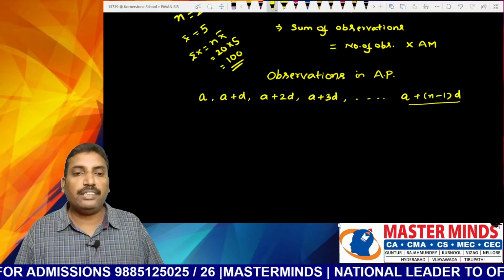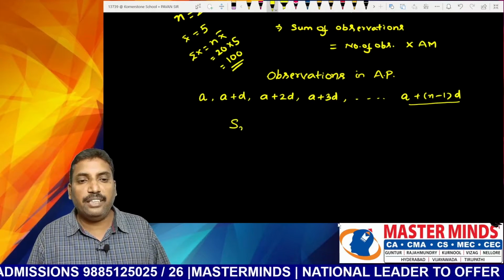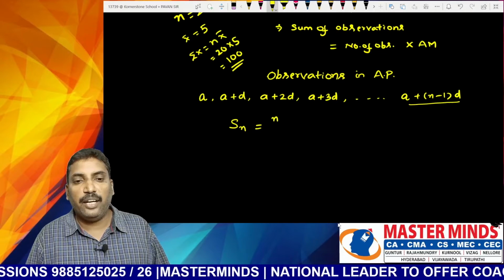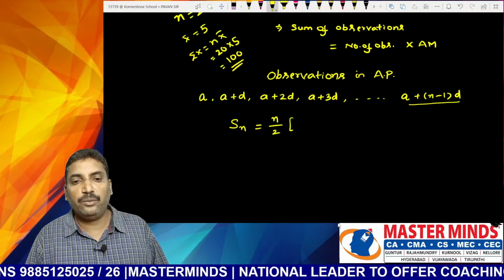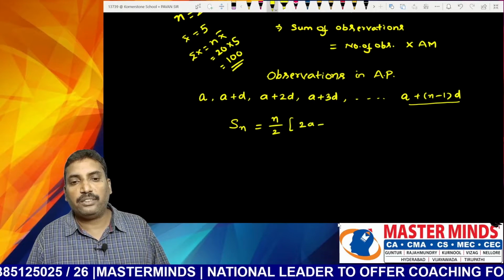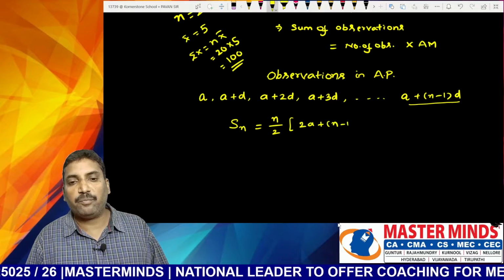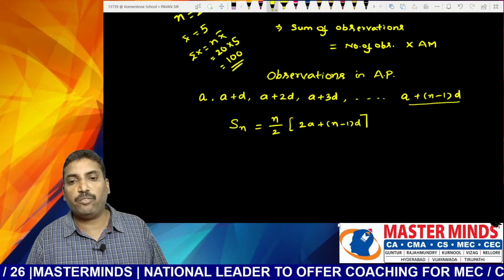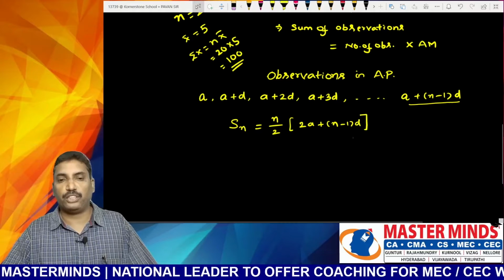And we know that the sum of n terms, Sn, is equal to n by 2 into 2a plus n minus 1 into d. That is the formula for the sum of n terms in an arithmetic progression.